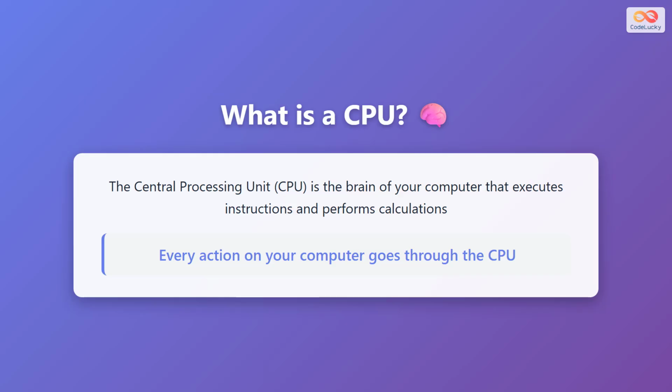The CPU, or Central Processing Unit, is often called the brain of your computer. It's responsible for executing every instruction and performing all calculations. Whether you're browsing the web, editing documents, or playing games, every single action goes through the CPU first.